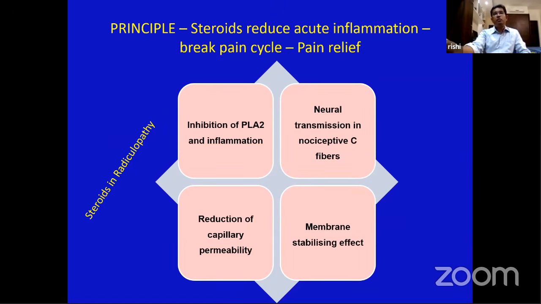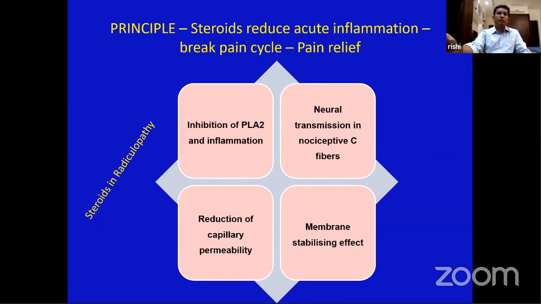So thereby we are able to break the pain cycle, and the mechanical compression produced by the herniated fragment automatically resolves over a period of time. So our aim is to reduce the pain in the acute symptomatic phase, which is beautifully enhanced by these steroids which are instilled around the nerve root.